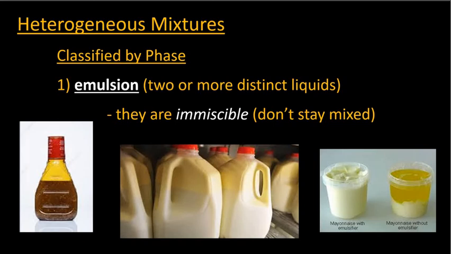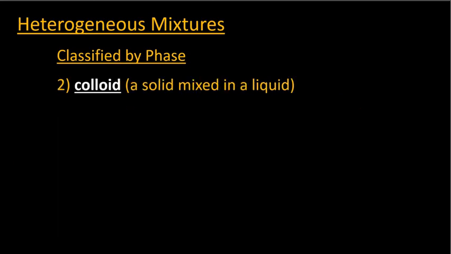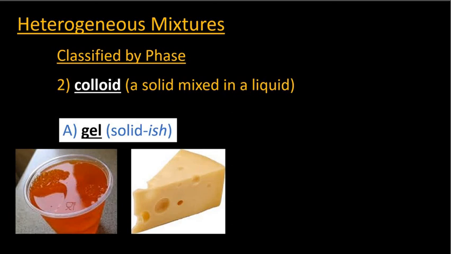Okay, the next classification is what is called a colloid. And this is where you have a solid mixed in a liquid. Now, do not confuse this with a solution where you have like salt dissolved in water. This is quite different. And you'll know when you see the picture. Okay? There are two types of colloids. The first type is what is called a gel. And this is solid-ish. It's more solid than liquid, but it's not really one or the other.